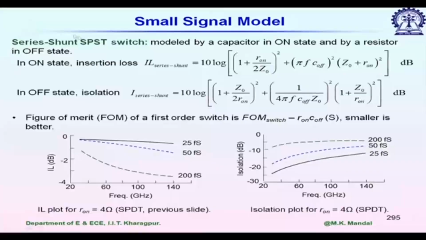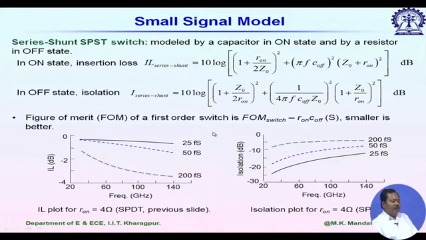So, now again if we calculate S21 for this case, in on state the insertion loss, or S21, is given by this expression. It now becomes a function of both R on, C off and frequency. And for isolation, when the switch is off, S21 is equal to 10 log of this function. So, it is also a function of frequency, capacitance and R on series resistance.